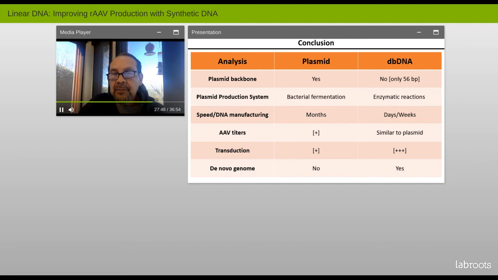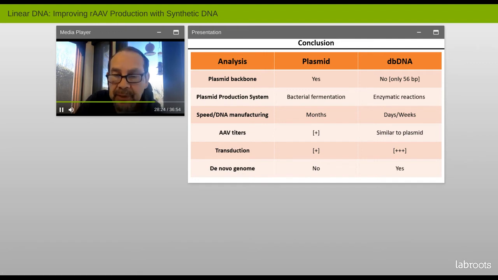On the Doggybone, we're only using an enzymatic, PCR-like reaction in a test tube. The time required to generate this takes months with the traditional fermentation and purification, whereas the Doggybone is done within days to 2 weeks. We also see that the AAV titers are equivalent, if not superior to the plasmid approach, and that transduction, at least at these early stages, seems to be generating a much more potent reagent.